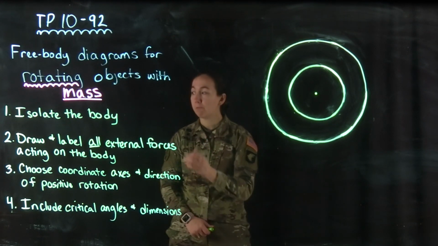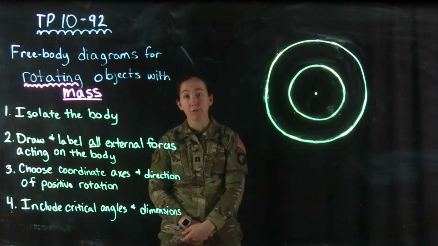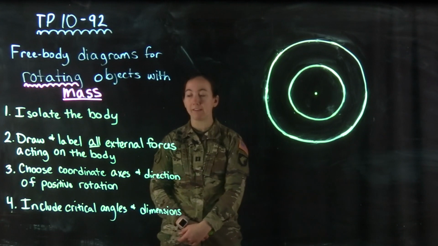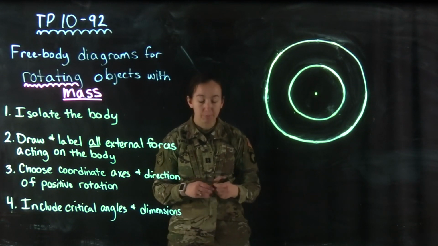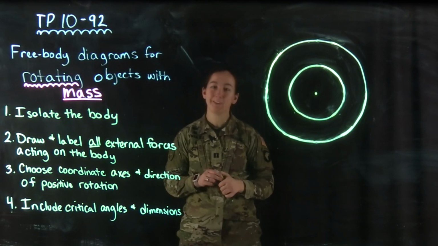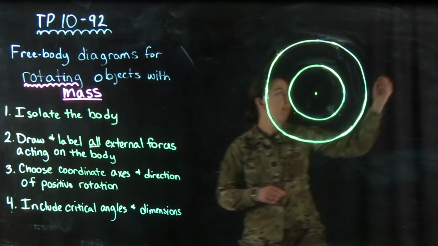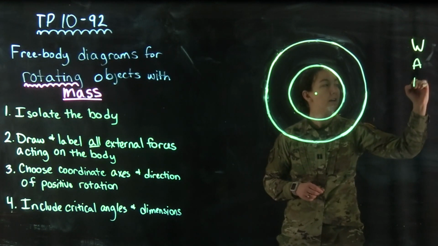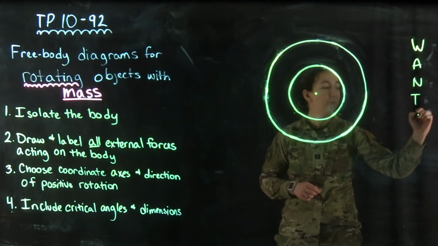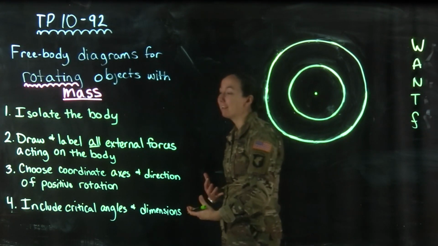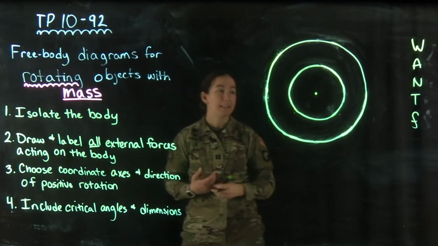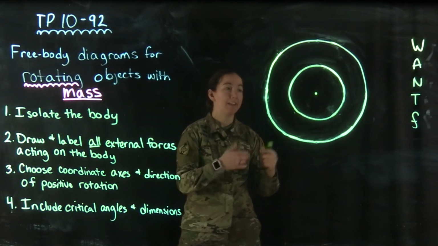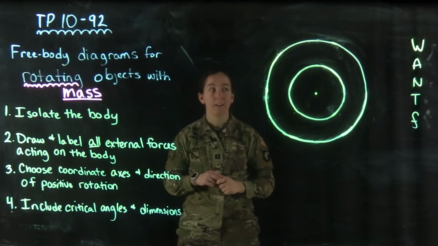All right, with step 1 complete, I'm now going on to step 2, which is draw and label all external forces acting on the body. So I'm going to remember my wonderful mnemonic, W-A-N-T-F, which allows me to go through and remember all the different possible external forces that we've talked about in class that could apply here.